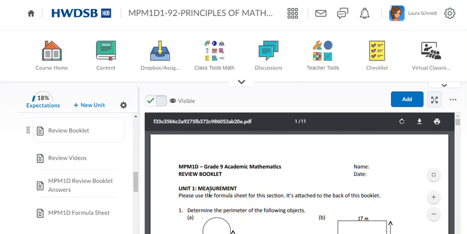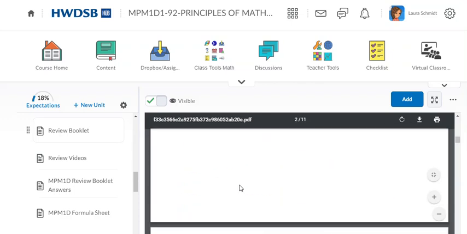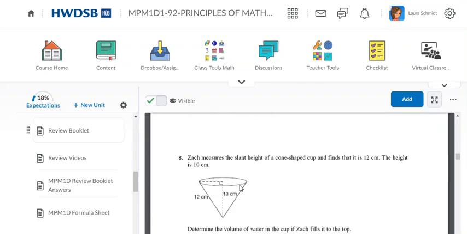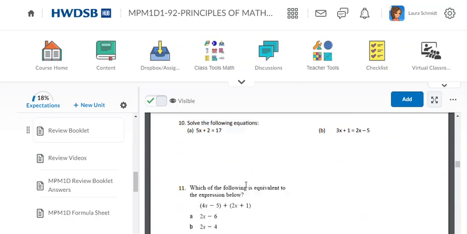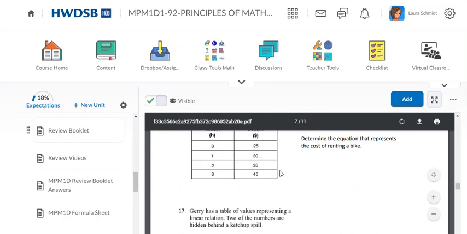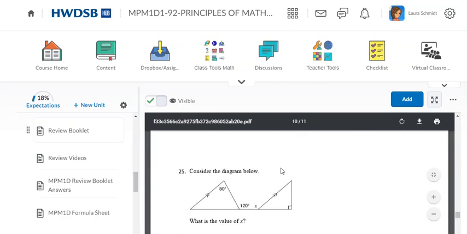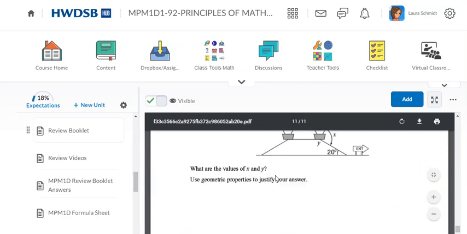And I know the units don't measure up. It's just from when I taught it in person and I started with measurement before. So just totally ignore how it's like unit 1 measurement because we started with algebra, but it doesn't matter. So anyways, this goes through all the measurement, a bunch of measurement questions. Then it goes through algebra, so you can practice algebra skills. Then it goes through linear relations and analytic geometry in one section. And then it finishes off with geometry. So it's got the entire course, just not lined up the way we did it, but it doesn't matter.